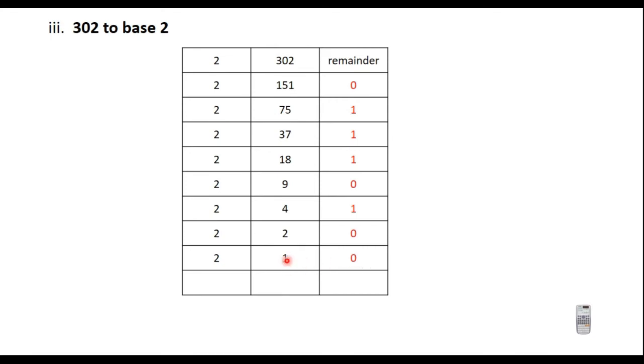Now you can see that the number in this column here is now less than the number here. So we are going to write it here as the last number. So in picking our answer, we pick it in this way. So you have 1001 0110 base 2, which means that if you convert 302 base 10 to base 2, you are going to have 100101110 base 2.